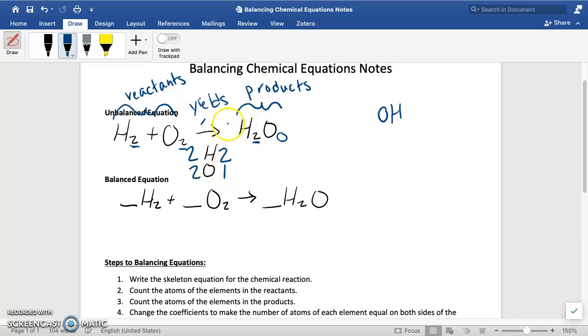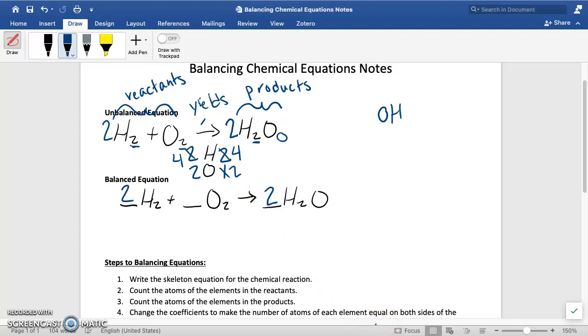So we need to get 2 oxygens. I'm going to put a 2 in front here. Now that gives me 2 oxygens. However, it also gives me, I have H2 and 2 of those, so 2 times 2 is 4. So now I have 4 hydrogens. Now I need to go to this side and get 4 hydrogens here. I have 2. If I put a 2 in front here, that will give me 4. Now I have 4 hydrogens on both sides and 2 oxygens on both sides, and therefore my equation is balanced. So my balanced equation is 2H2 plus O2 yields 2H2O.